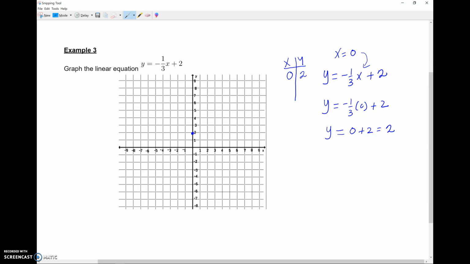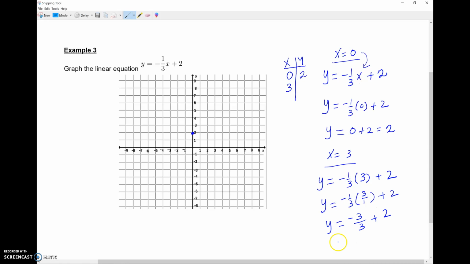The next number that we're going to choose is 3, because we know that 3 is divisible by 3. So we're going to use x equals 3, and we have y equals negative 1/3 times 3 plus 2. We substituted x with 3, and so we have y equals negative 1/3 times the improper fraction 3 over 1 plus 2. So y equals negative 3 divided by 3 plus 2.